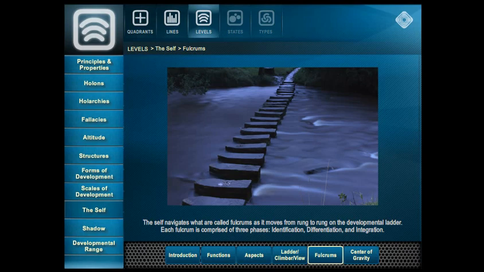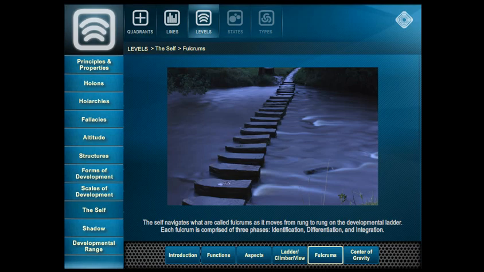The self navigates what are called fulcrums as it moves from rung to rung on the developmental ladder. Each fulcrum is comprised of three phases: identification, differentiation, and integration. The self starts out subject to a given level. This is called fusion or identification.